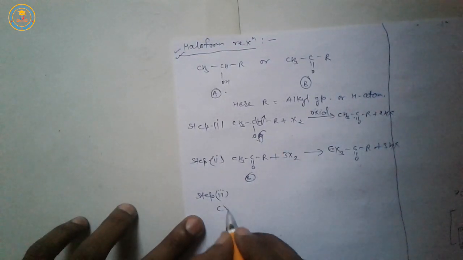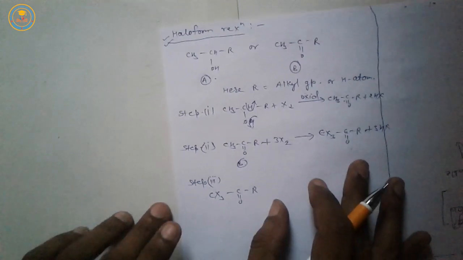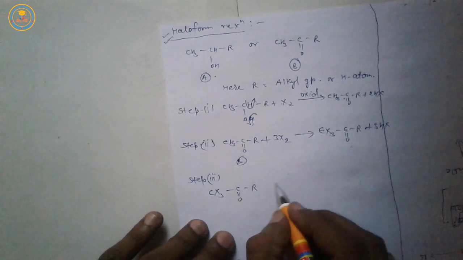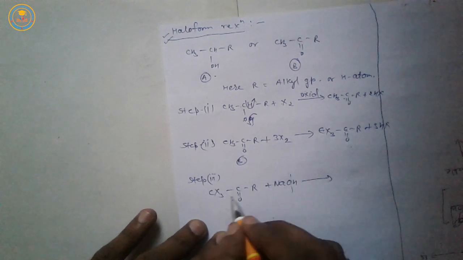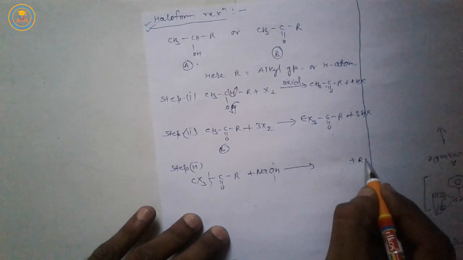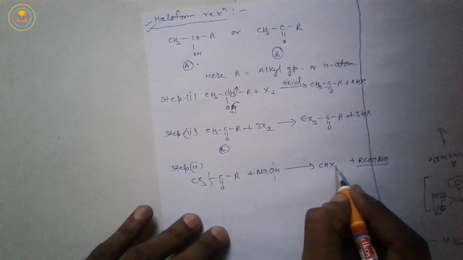So it is the trihalo derivative of the structure B compound reacting with base, after removing the sodium salt of carboxylic acid.